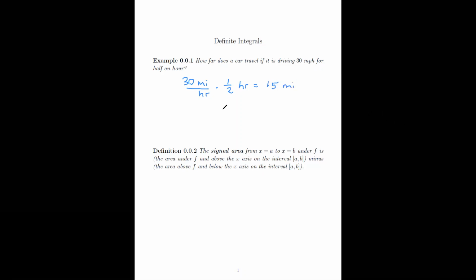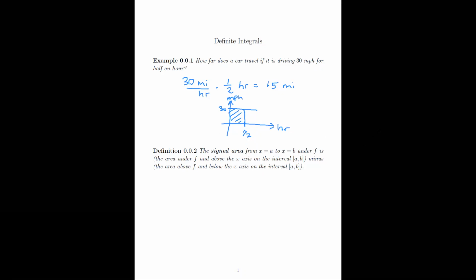Now we can think about this in terms of a graph as well. So we can graph our miles per hour on the x-axis and our time on the y-axis. So we go 30 miles per hour, and we're doing this for half an hour. These units are obviously not to the same scale. All right, so then 30 times 1/2, which is what we're interested in, is the same as the area of this rectangle here.